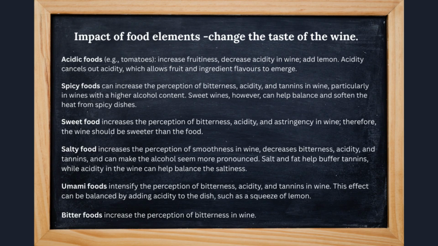Salty foods increase the perception of smoothness in wine, decrease bitterness, acidity, and tannins, and can make the alcohol seem more pronounced. Salt and fat help buffer the tannins, while acidity in the wine can help balance out the saltiness. Umami foods intensify the perception of bitterness, acidity, and tannins in wine. This effect can be balanced by adding acidity to the dish, such as a squeeze of lemon. And bitter foods increase the perception of bitterness in the wine.